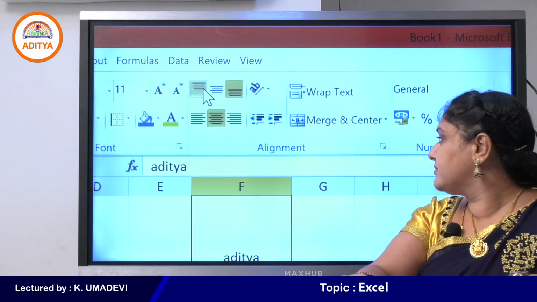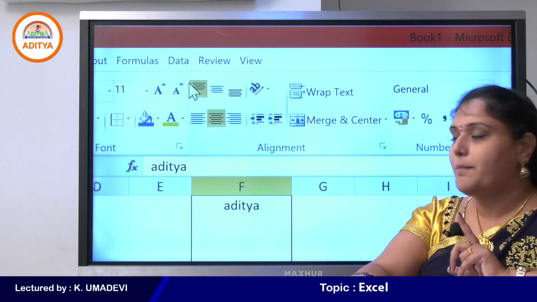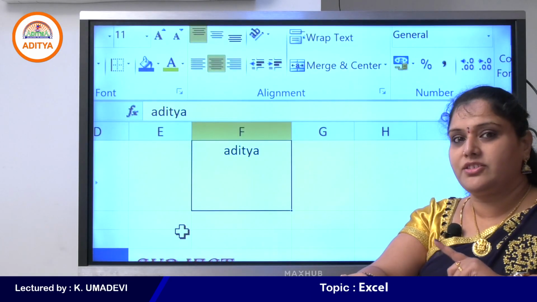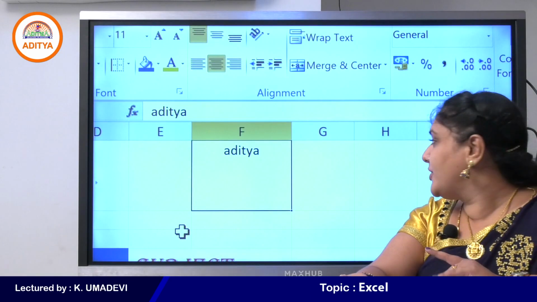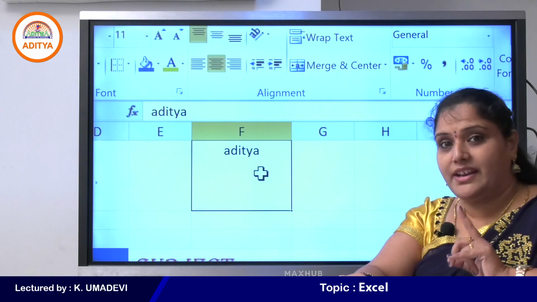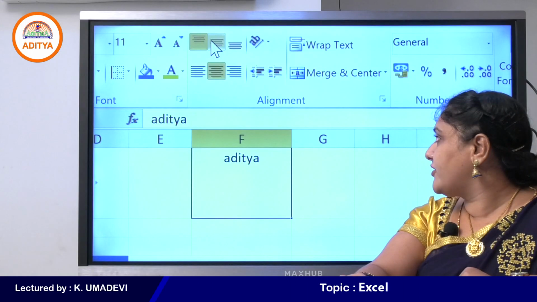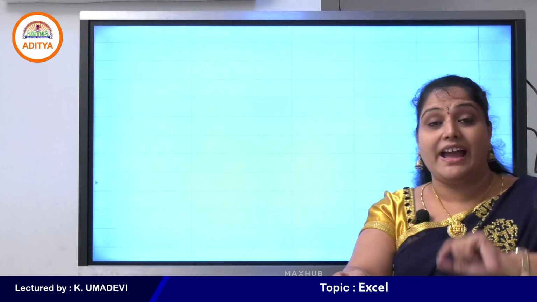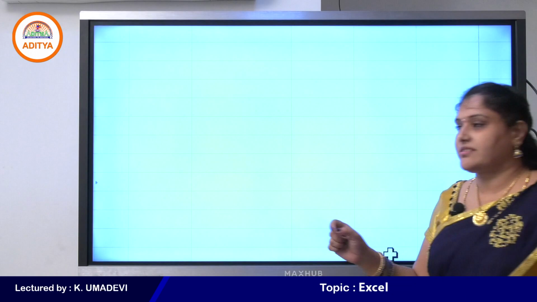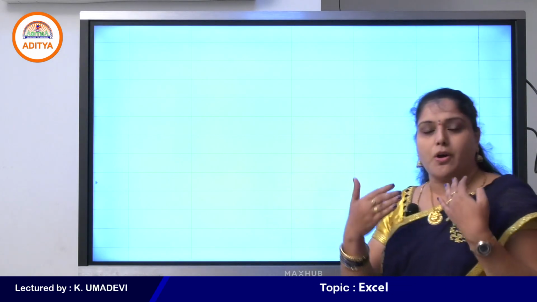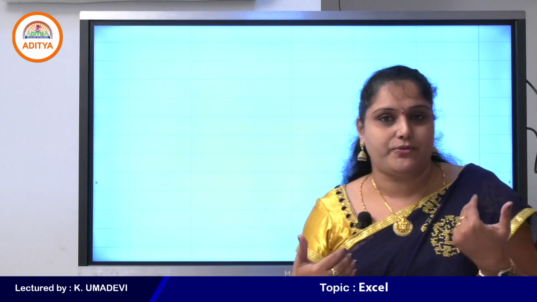Okay, so this is top. This is top alignment. Now the text Aditya is aligned to the top center of the cell, right? So when you click on center, this is the actual center position of the cell, students. So why? Because the cell contains top, center, border, left and right.